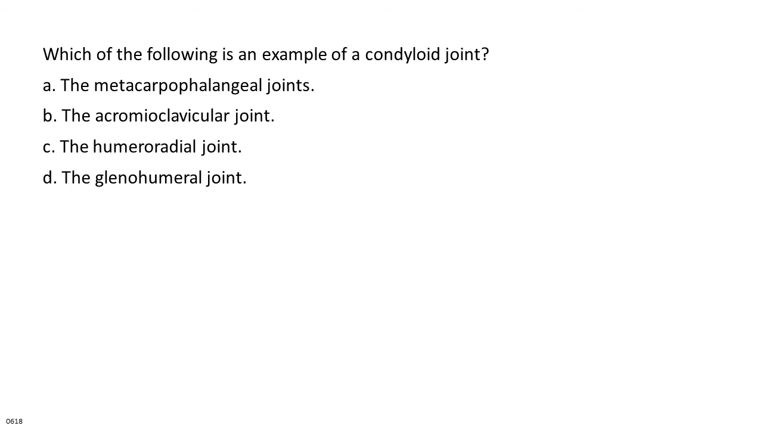Which of the following is an example of a condyloid joint? A. The metacarpophalangeal joints. B. The acromioclavicular joint. C. The humeroradial joint. D. The glenohumeral joint.